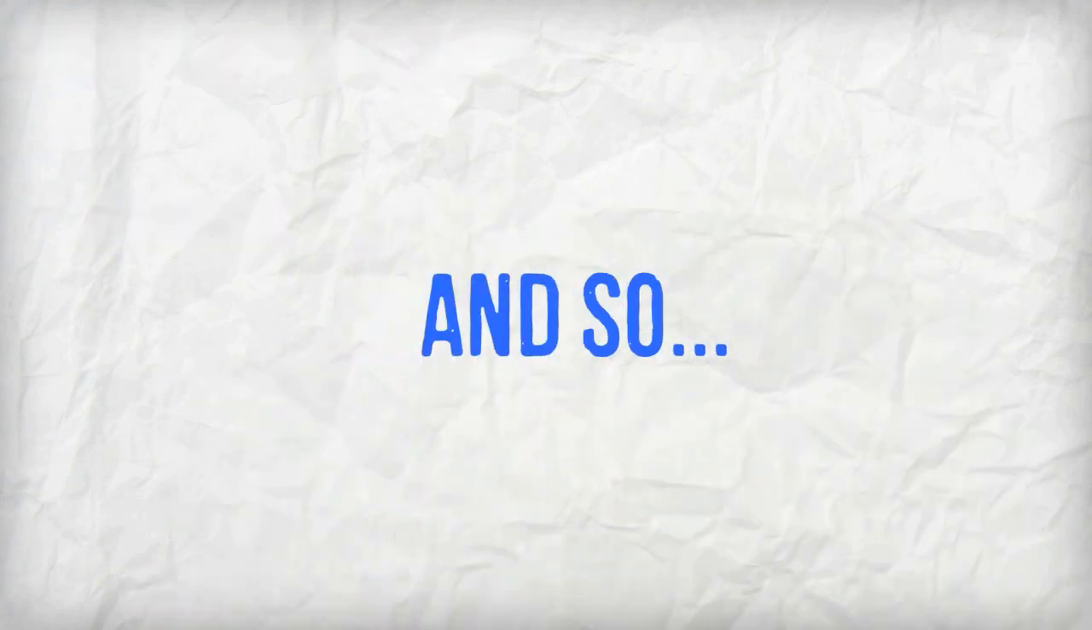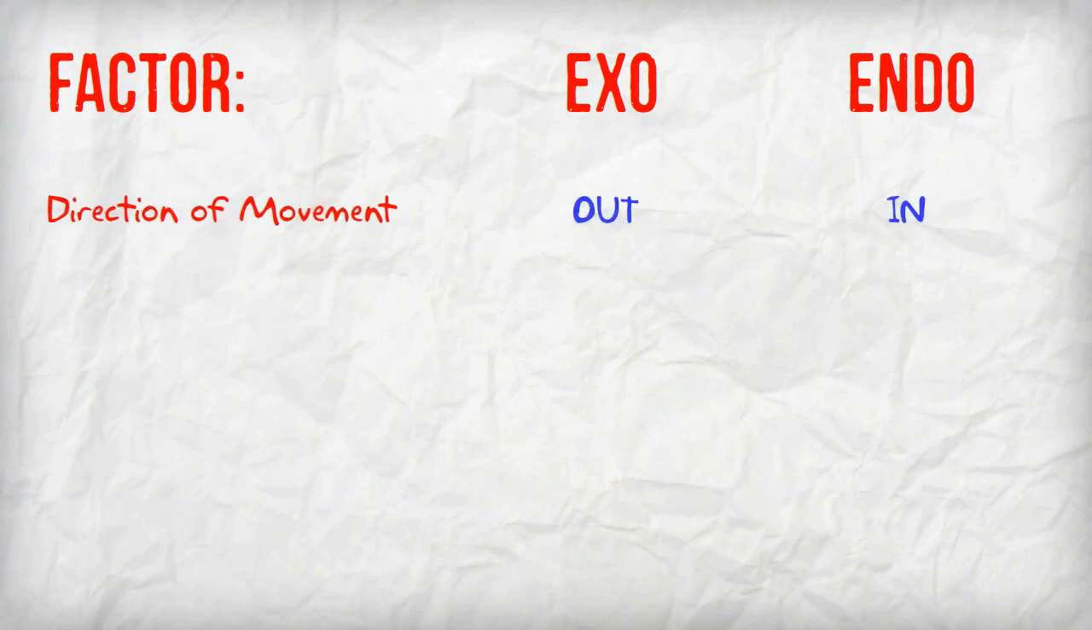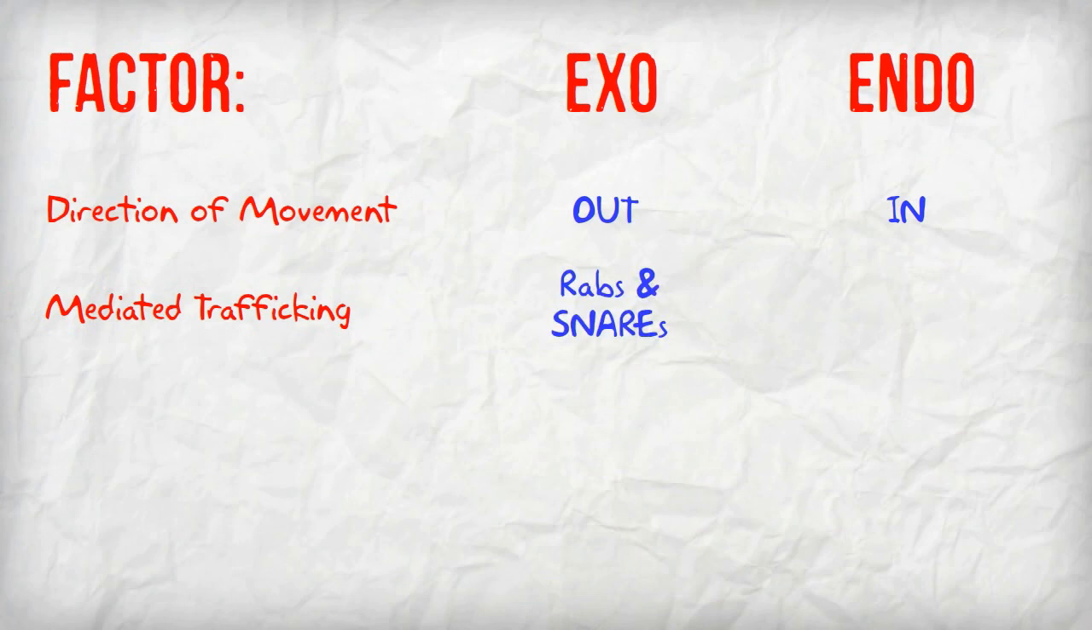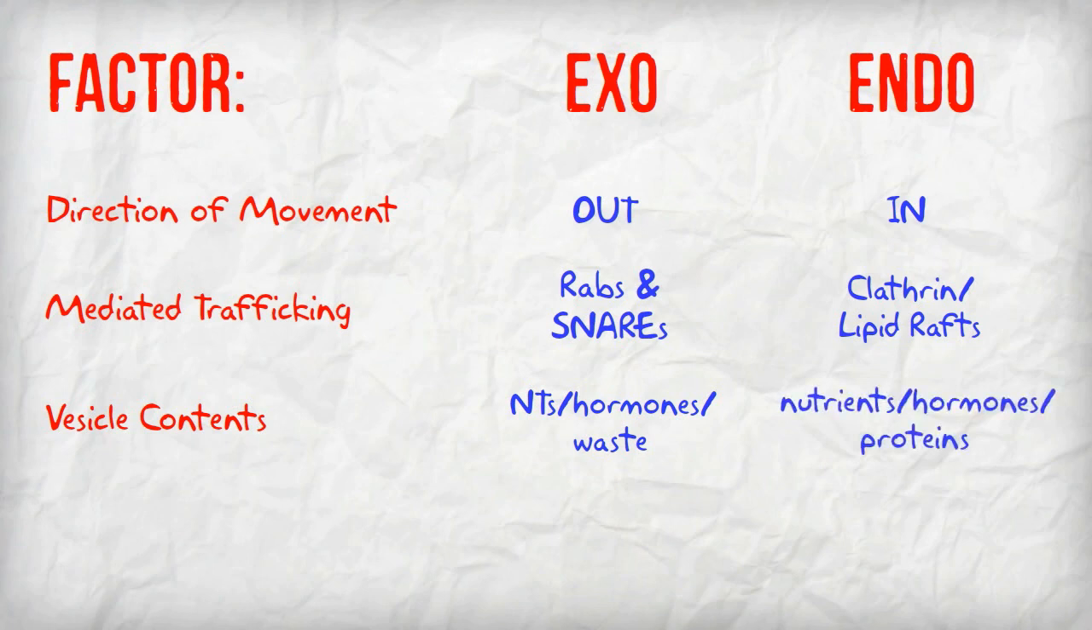With all of this taken into account, we can evaluate the similarities and differences between endocytosis and exocytosis. Direction of movement. Exocytosis carries molecules out of the cell, and endocytosis transports molecules into the cell. Mediated trafficking. Exocytosis uses RABs and SNAREs, whereas endocytosis uses clathrin, caveolin, and lipid rafts. Vesicle contents. Exocytosis is used for carrying neurotransmitters, hormones, and cellular waste, whereas endocytosis is used for carrying nutrients and proteins.